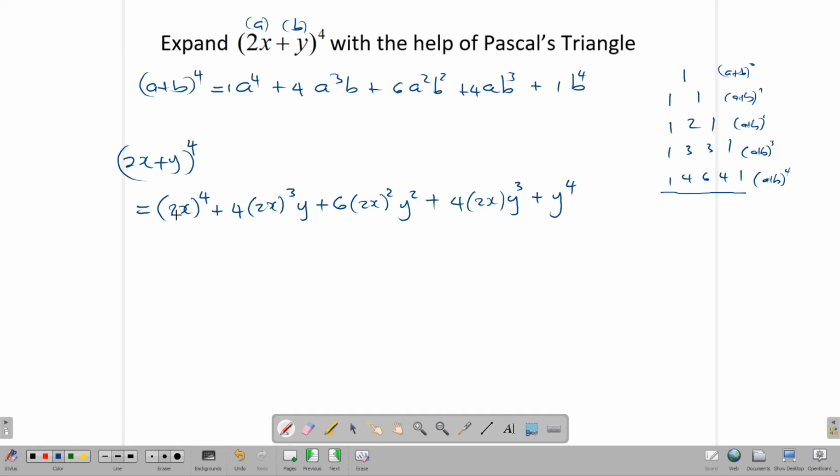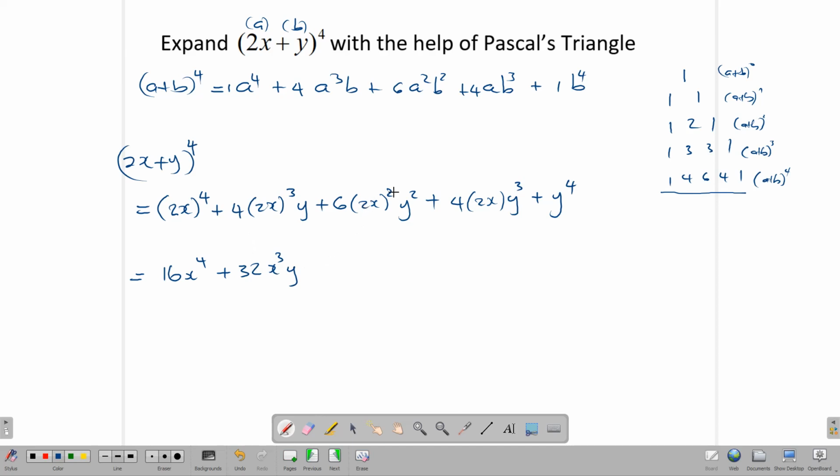Now, we're almost done. What we need to do now is just to get these numbers out so we can write out our expansion. So 2x to the fourth is the same thing as 2 to the fourth x to the fourth using our indices rules. So 2 to the 4 here is 16. So we have 16x to the fourth. Done with that one. 2 to the third would be 8, and 4 eighths make 32. So we have 32x to the third y.